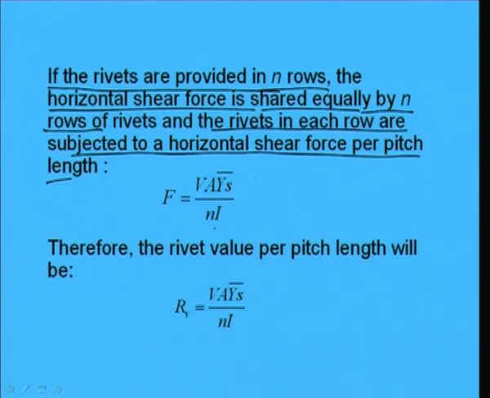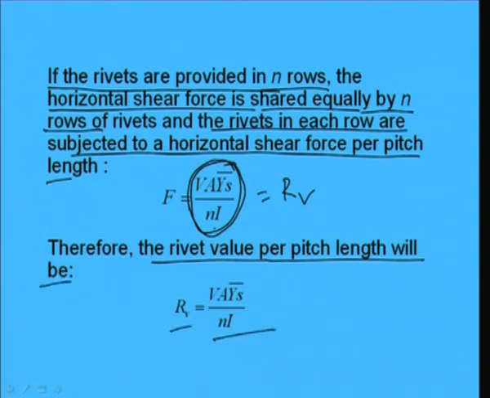So, per pitch, means per rivet, sorry, in every rivet this much shear force is developing, and the rivet has to carry this much force. So, we can say this has to be the rivet value. That means the rivet value per pitch length can be written as RV is equal to V A y bar S by n I.